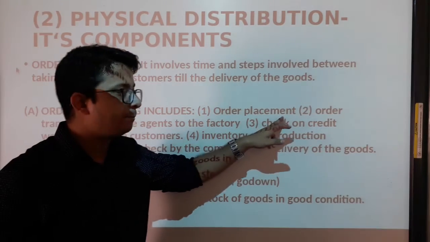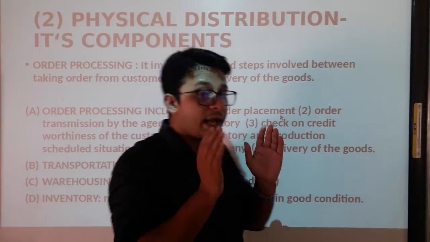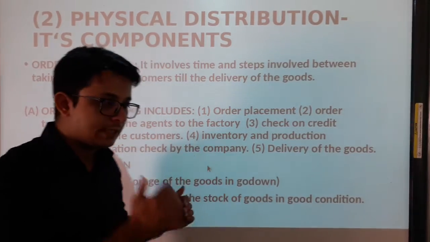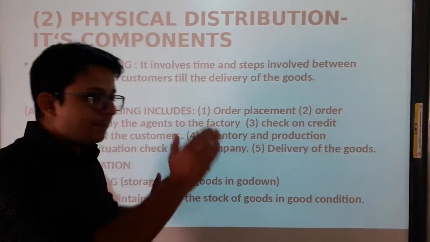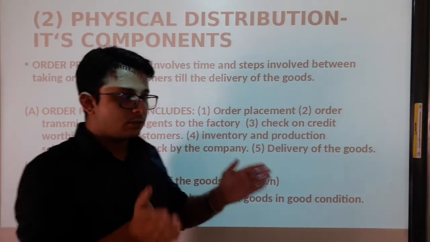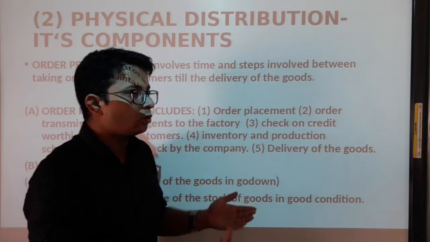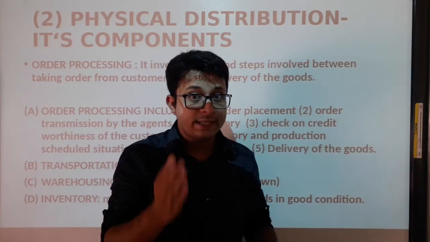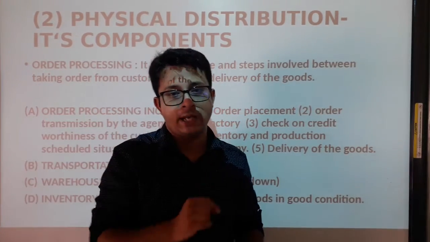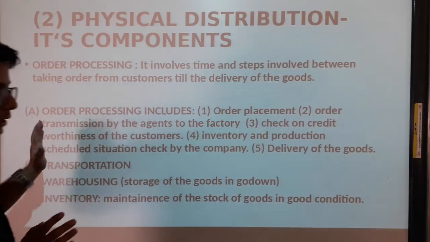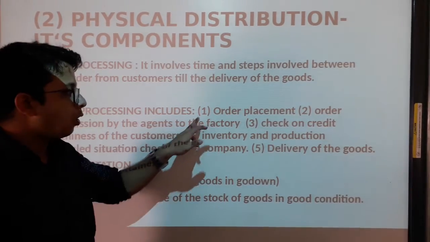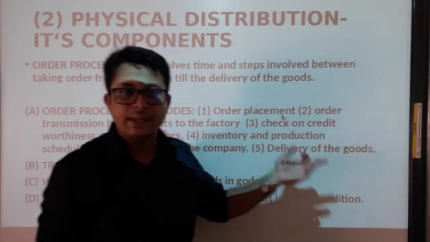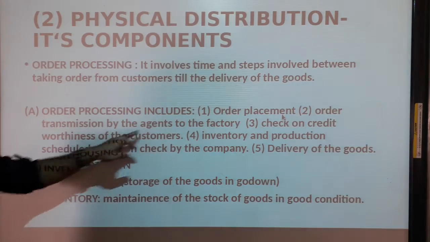Number one is order placement. A particular customer will be placing an order with a manufacturer. In the manufacturer there are also certain agents, like whenever you go to a particular organization or company, there are reception tables, or people who receive you, and you place your orders with them. We call them the agents of the factory. The customer will be placing the order with the agents of the factory.